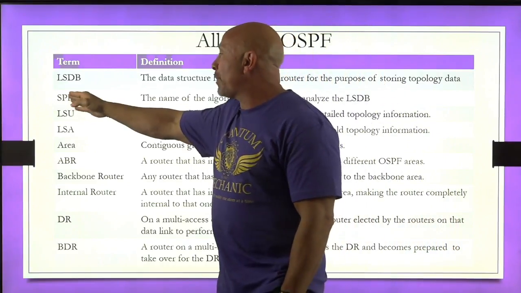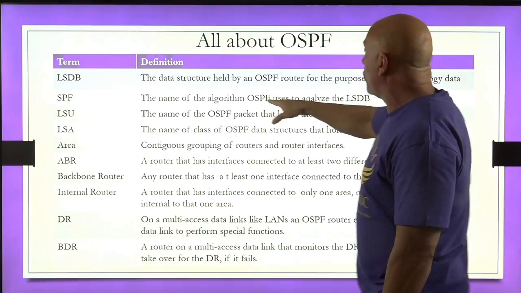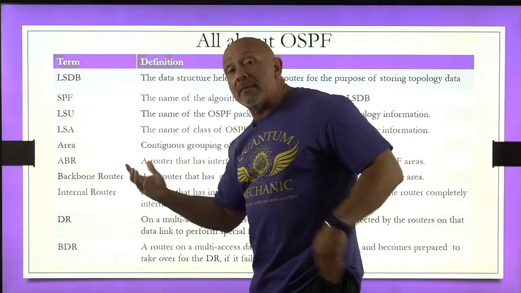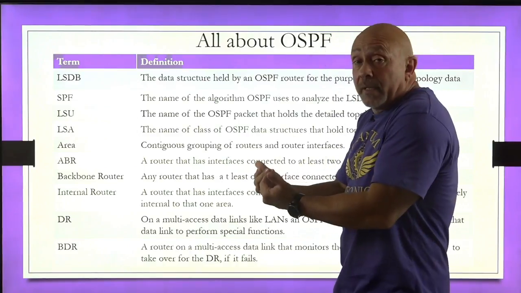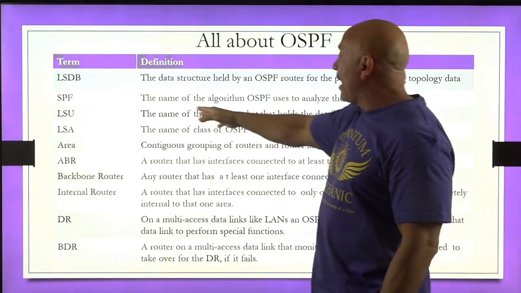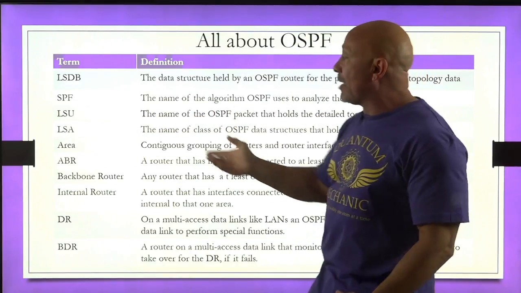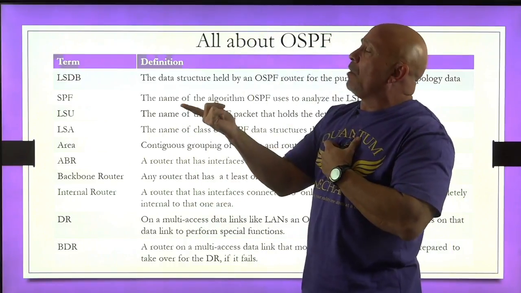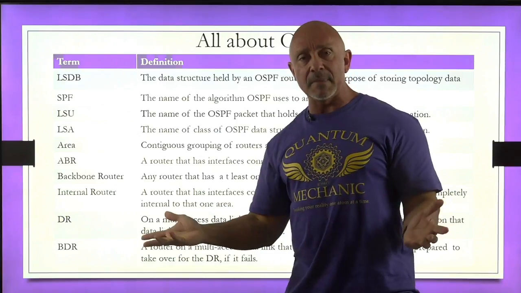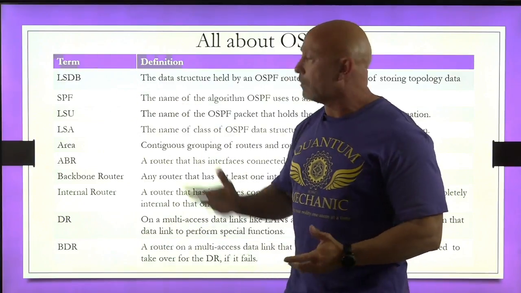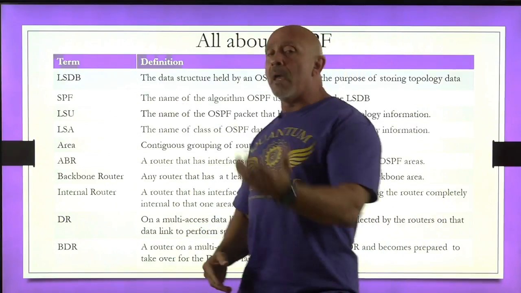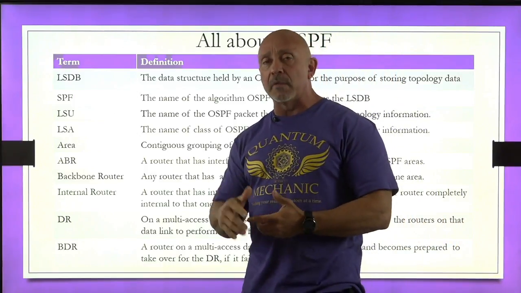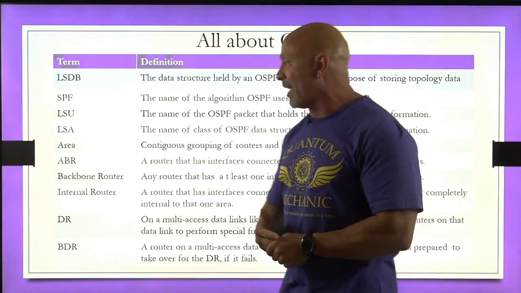Then we have the shortest path first, right? That is the algorithm OSPF uses to analyze the link state database. Link state updates. That's how we get the updates of our neighbors. We have the name of the OSPF packet that holds detailed topology information. Link state updates, when we're creating neighbors, say, wait a minute, I don't know about that network. Well, hey, let me send you a link state update, and I'll tell you about that neighbor. LSUs. LSAs, there are many LSAs, and I'll be uploading reference material so you can take a look at all the different LSAs that there are.